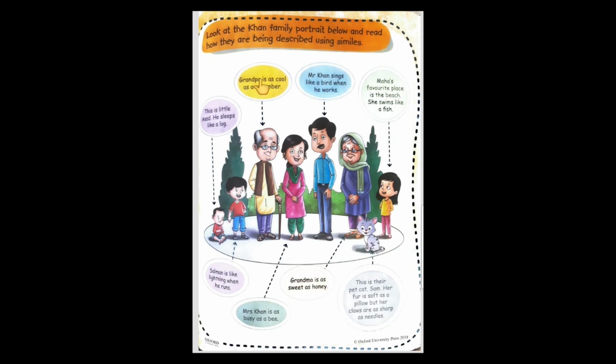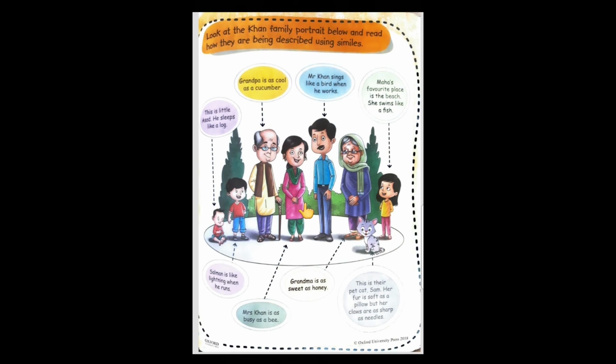Then grandpa is as cool as a cucumber. Like cucumber hydrates you, right? And it keeps your stomach cool and it gives you freshness. So grandpa is very cool and calm. He has a very cool and calm personality. Then next is Mrs. Khan is as busy as a bee. Like honeybee is always busy in making honey for you guys, for you people. So they are saying that Mrs. Khan is always busy working.